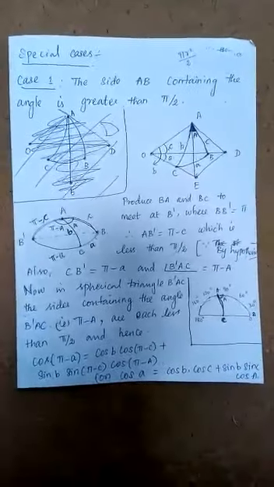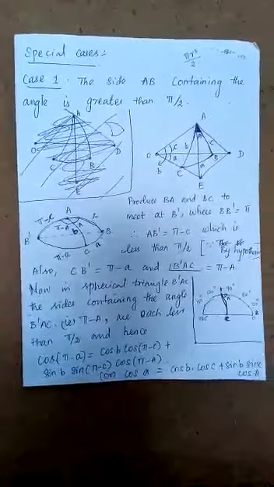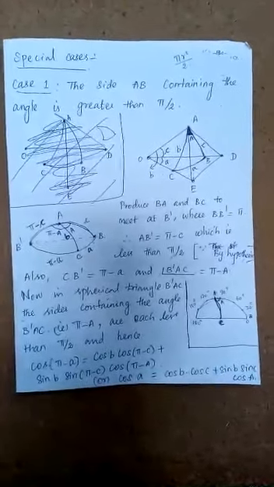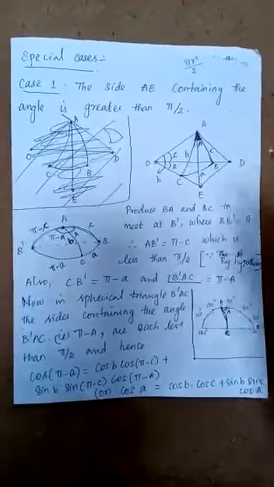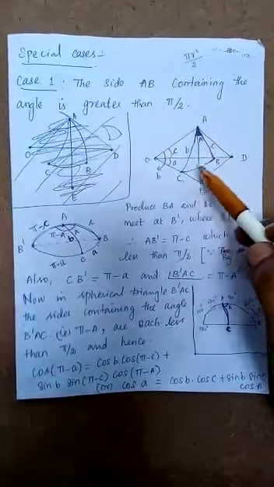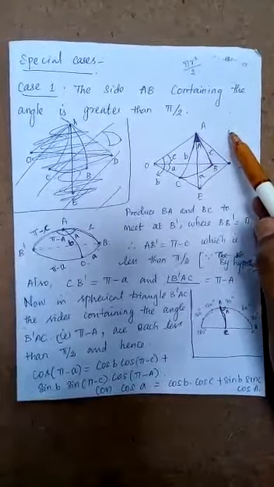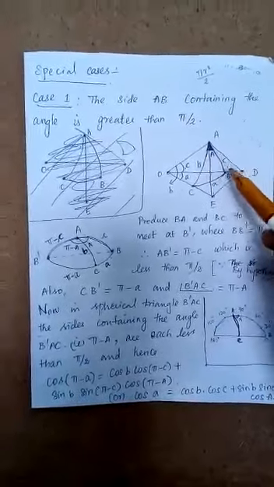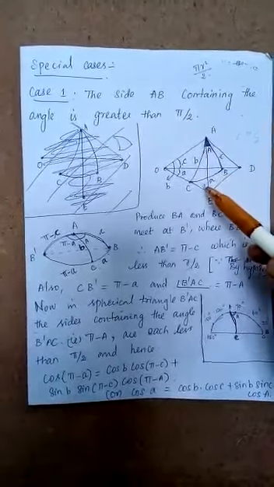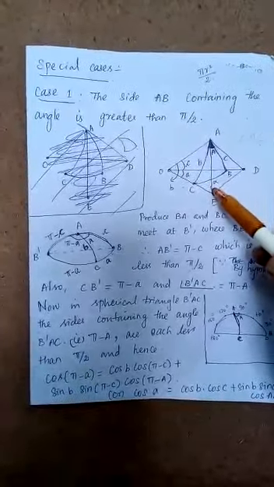Hello everyone. Last class we saw the derivation of the cosine formula. When will we apply the cosine formula? In any spherical triangle ABC, any two sides must be less than pi by 2 and one of the angles is known. Then we proceed with applying the cosine formula for the unknown side.